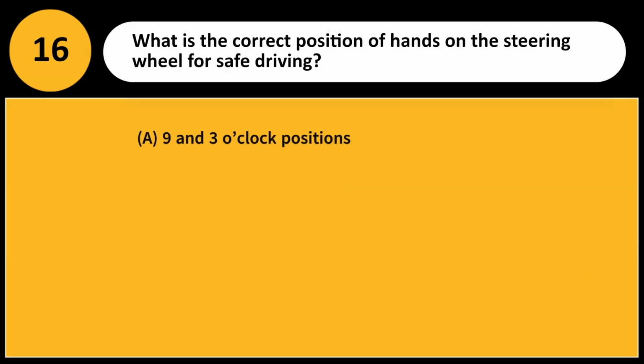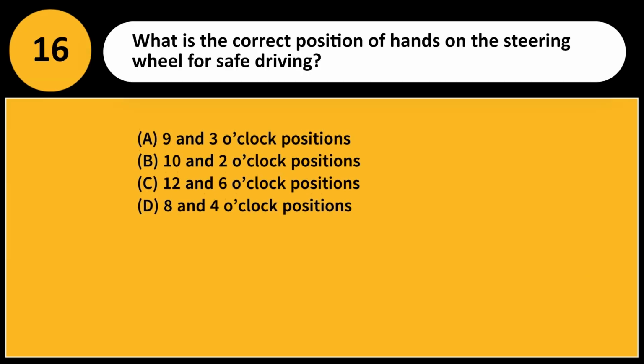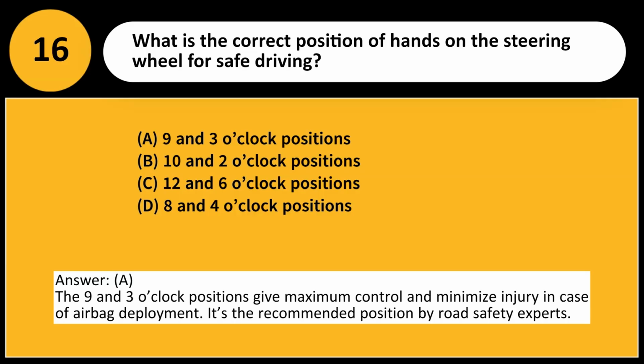What is the correct position of hands on the steering wheel for safe driving? A. 9 and 3 o'clock positions. B. 10 and 2 o'clock positions. C. 12 and 6 o'clock positions. D. 8 and 4 o'clock positions. Answer A. The 9 and 3 o'clock positions give maximum control and minimize injury in case of airbag deployment. It's the recommended position by road safety experts.